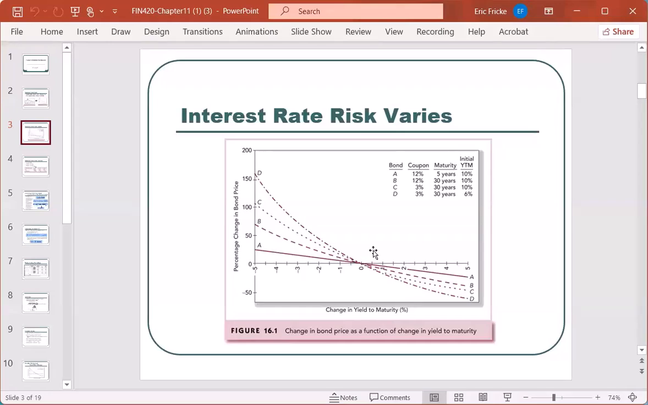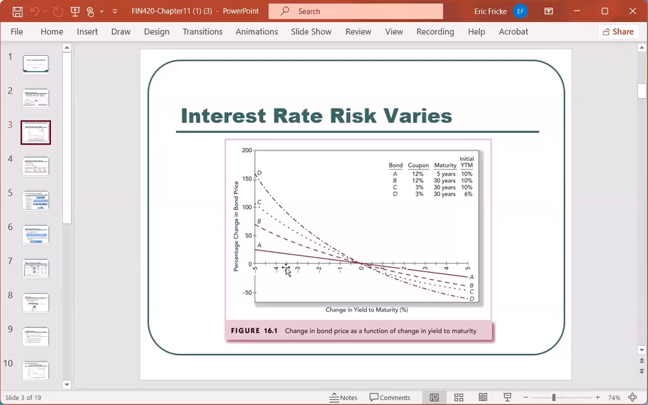So we already know that interest rate changes cause bond price changes, right? But it gets a little more specific than that. Specific bonds behave differently to interest rate changes. So I'll give you an example. Look at the dark red line here, A.